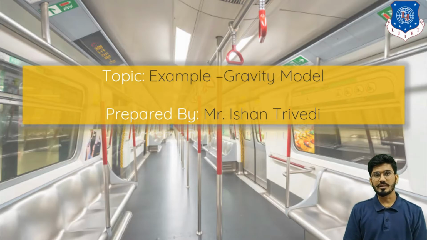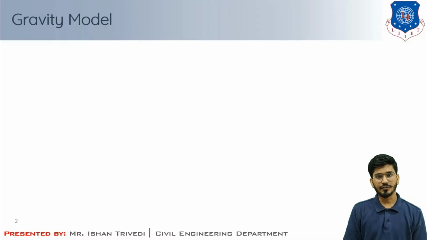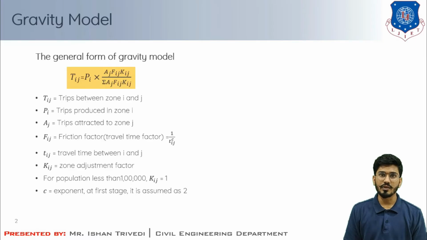Today I am going to discuss an example based on the gravity model. Let us first understand the general form of the gravity model equation. The equation is Tij equals Pi into Aj into Fij into Kij, upon the summation of Aj, Fij into Kij, where Tij is the total trips between zone I and J.